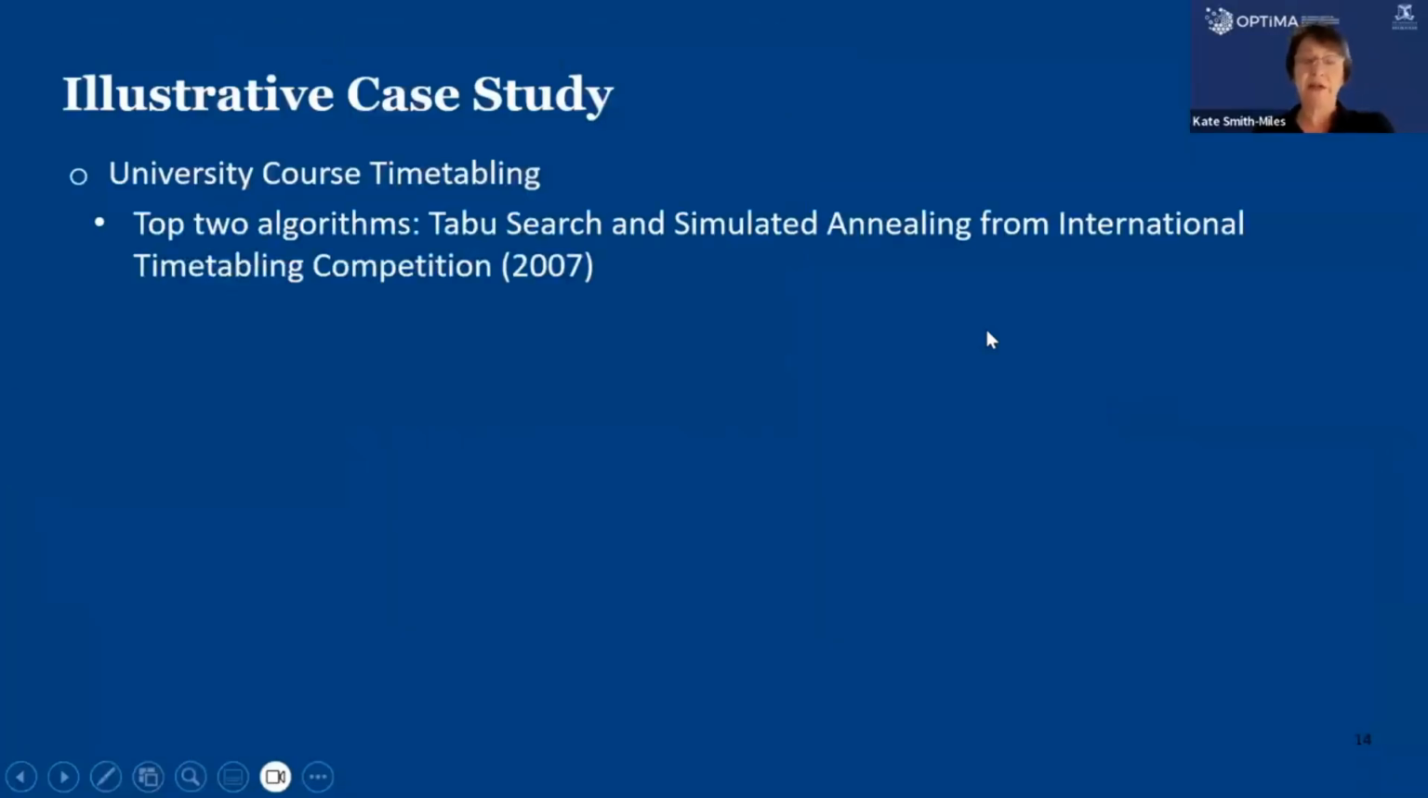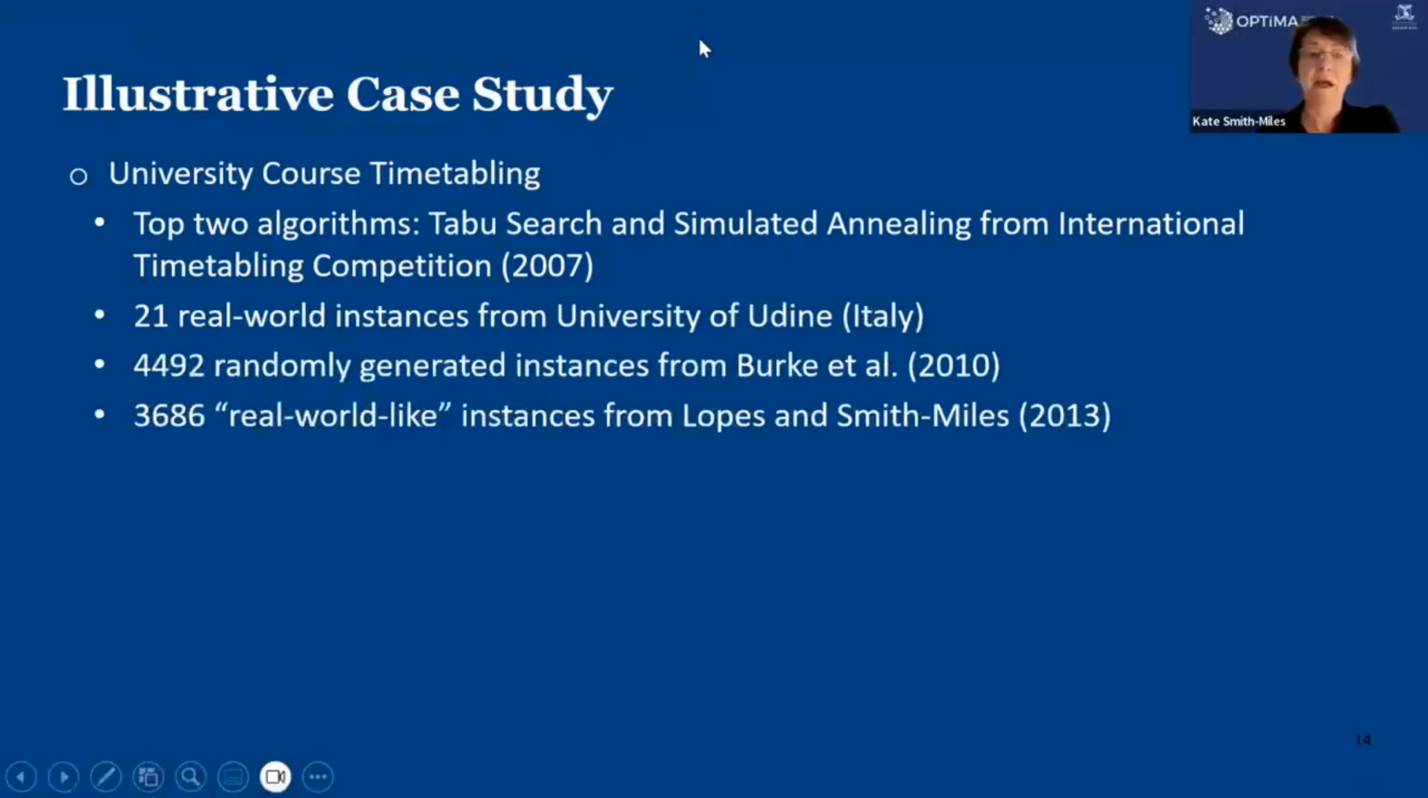So more detail now. The two algorithms are actually both winners of the International Timetabling Competition in 2007. So they're both very good algorithms. Some are slightly better on some instances, some are slightly better on others, but they're both very competitive. The 8,199 instances come from three sources. 21 of them are real-world instances from an Italian university that were provided as part of the competition.